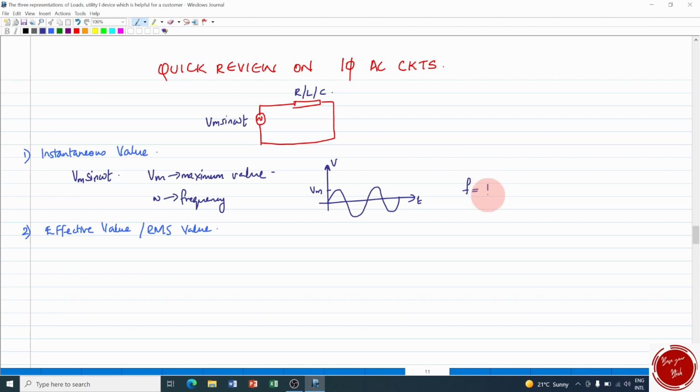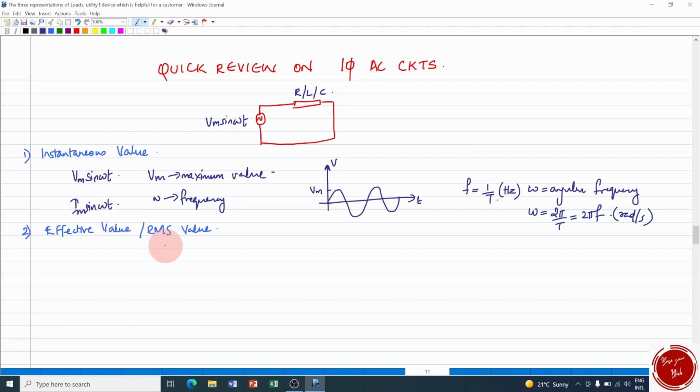So frequency is 1 by T, and omega is actually the angular frequency, which has the formula omega equal to 2 pi by T or 2 pi f. The unit is radians per second and the frequency has the unit hertz. Similarly, you can have the instantaneous value for the current also. It is Im sin omega t, where Im is the maximum value of the current and omega represents the angular frequency of the signal.